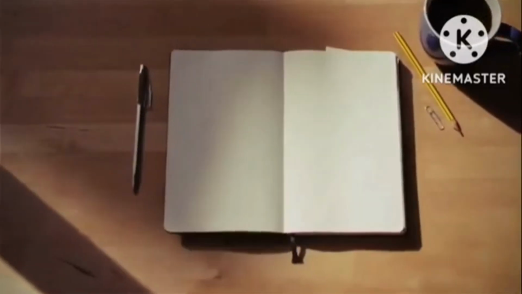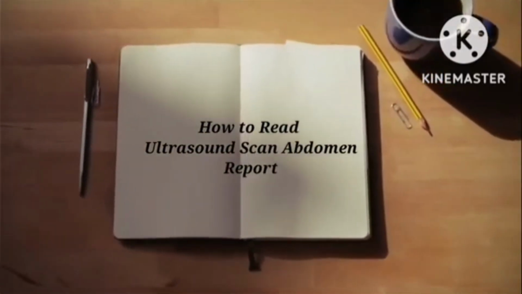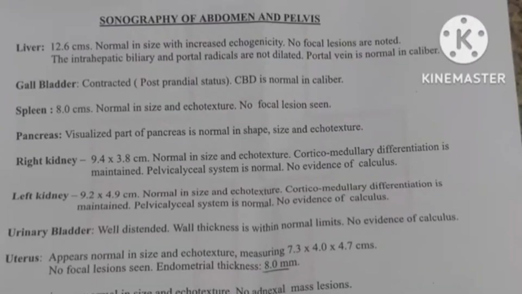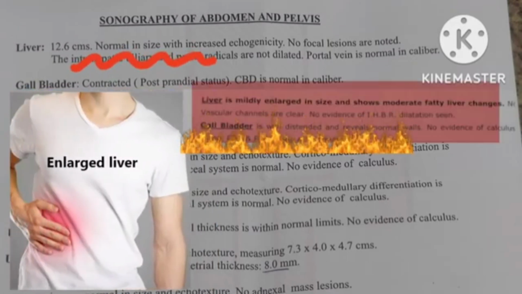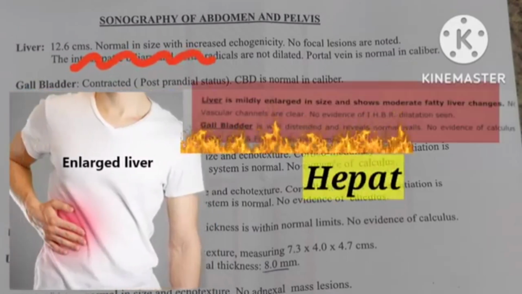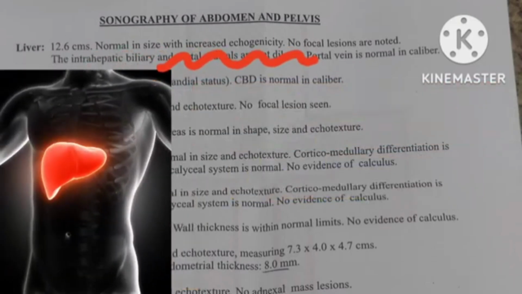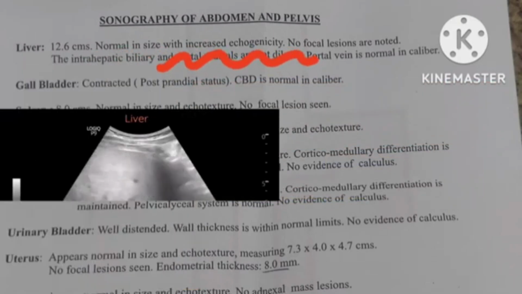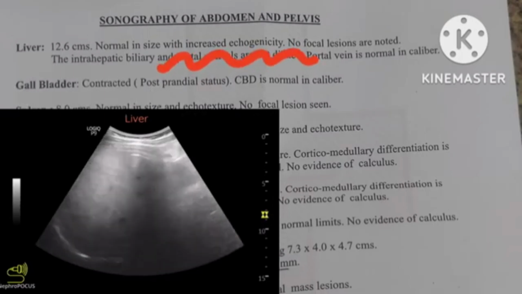Now we are going to see how to read an ultrasound abdomen scan report. In the report, first we'll see the liver. The liver is an organ which is present on the right side of the abdomen. If it is normal, they mention it as normal in size. If it is increased in size, they call it hepatomegaly. They also mention the echo texture, which is nothing but the tissue pattern. If there is normal echo texture, they'll say normal.